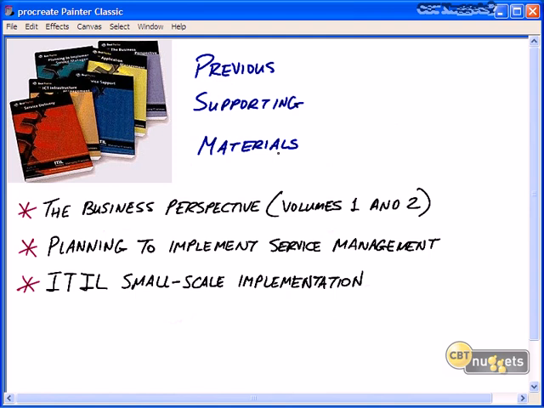Now, the business perspective set had 3 different titles, and this was basically brought into play to bridge the gap between business and IT organization. You can see here an example: there were 2 volumes called The Business Perspective, there was Planning to Implement Service Management, and then there was a case study document called ITIL Small Scale Implementation. Most of this information is now outdated, as so much has changed in IT and business in the last decade. So we want to focus on the current ITIL, which is 5 volumes.